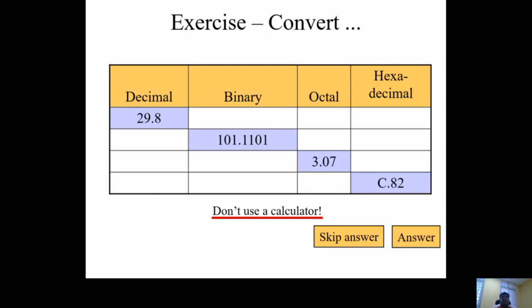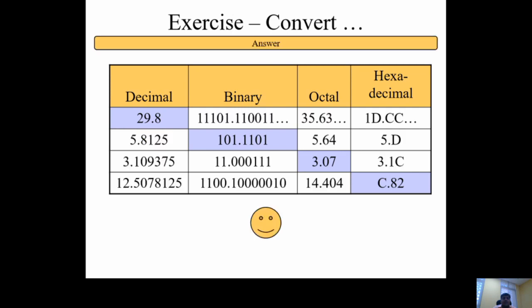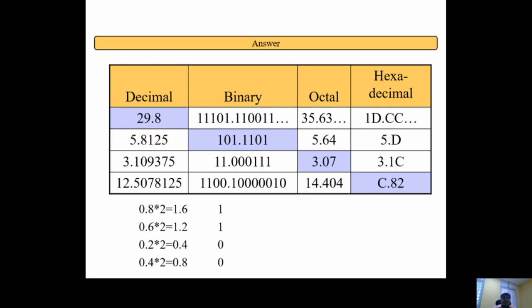So this is the table where the conversion is required: 29.8 into binary, octal and hexadecimal. So how do we convert? For converting decimal to binary, simply we divide by 2. 29 divided by 2, we will get 11101. But how will we get the fraction?